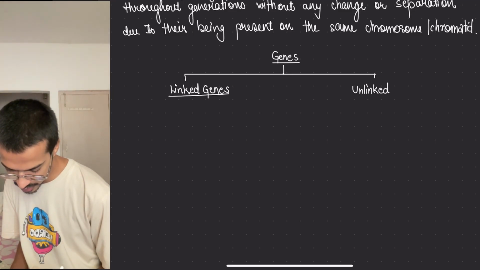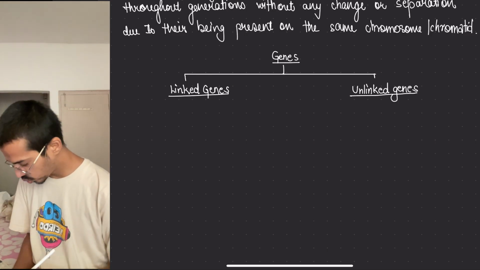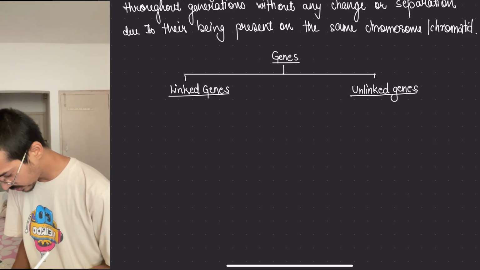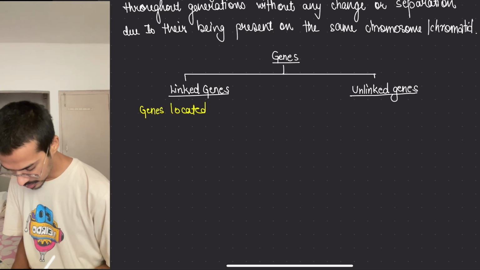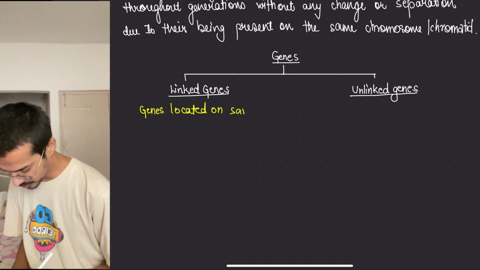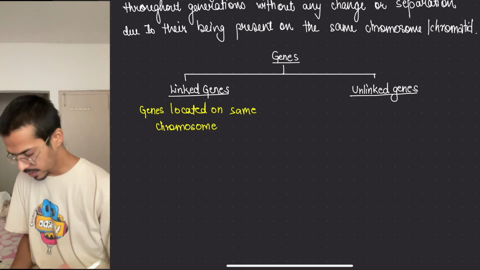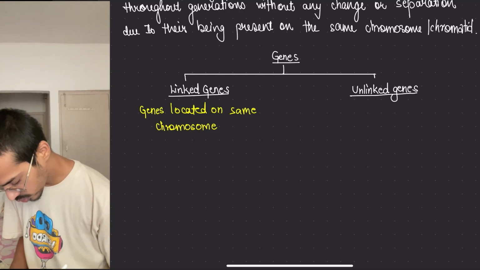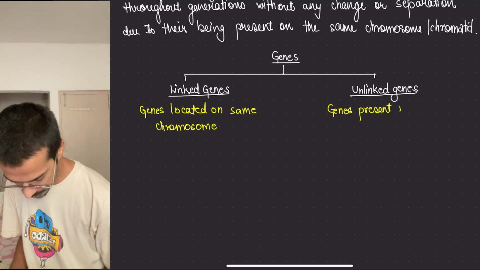Unlinked genes. Now the linked genes are those which are closely present together, genes located on the same chromosome. And unlinked means those located on different chromosomes. Okay, so they are not that close. So these are genes present on different chromosomes.